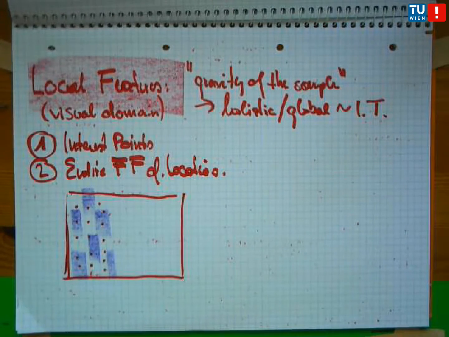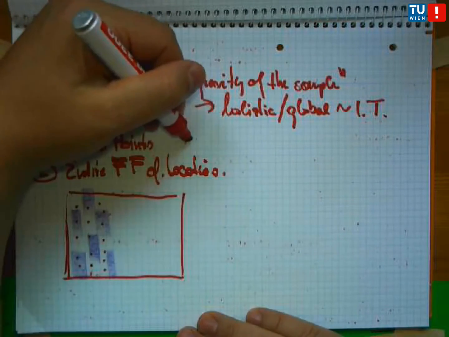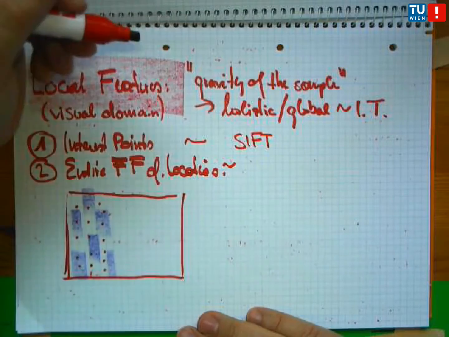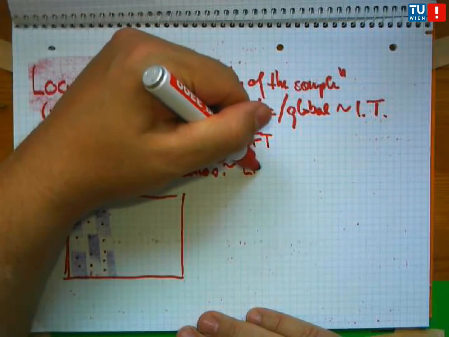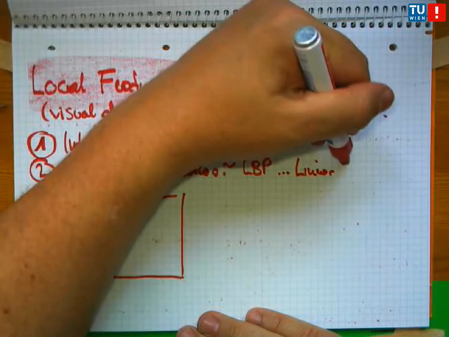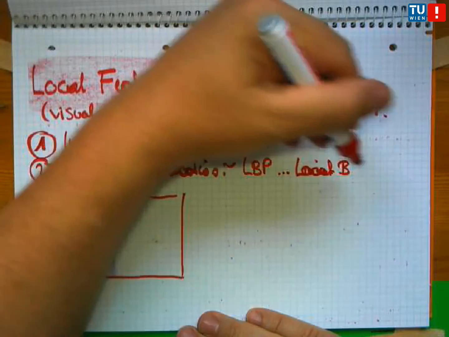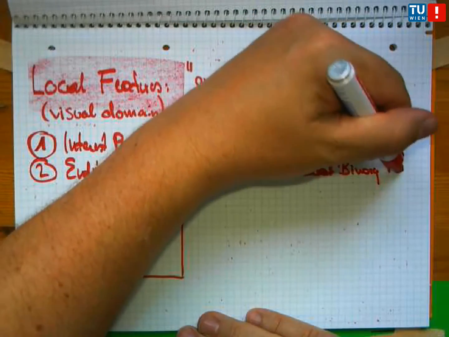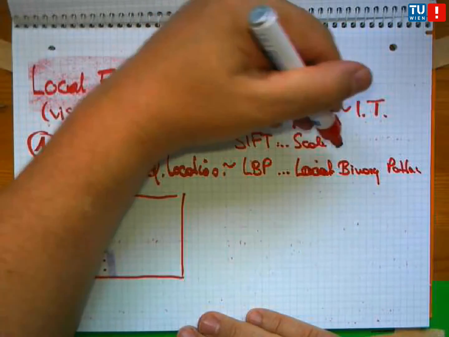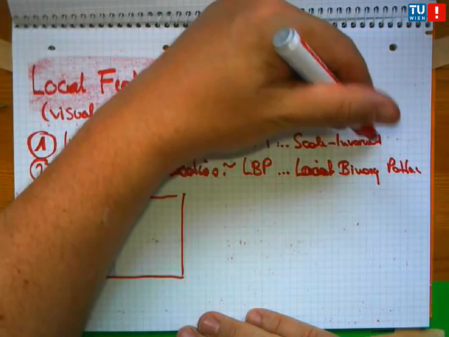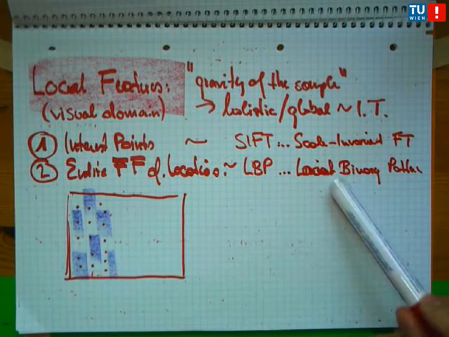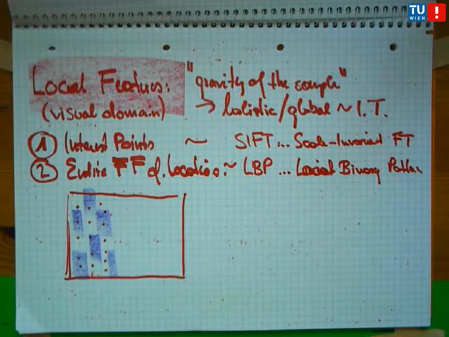Okay, so before we look at two examples, I give you the names of those. For interest points, we look at a recipe called SIFT, and for the entire transcoding, we look at something called local binary patterns. SIFT stands for scale invariant feature transformation. Very old, going back to the early 2000s. LBP comes later, briefly before the introduction of deep networks.